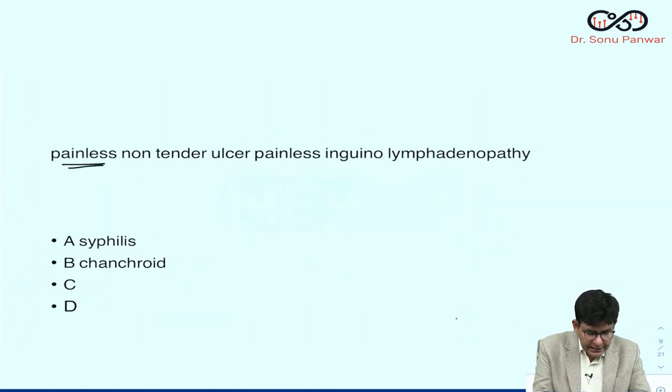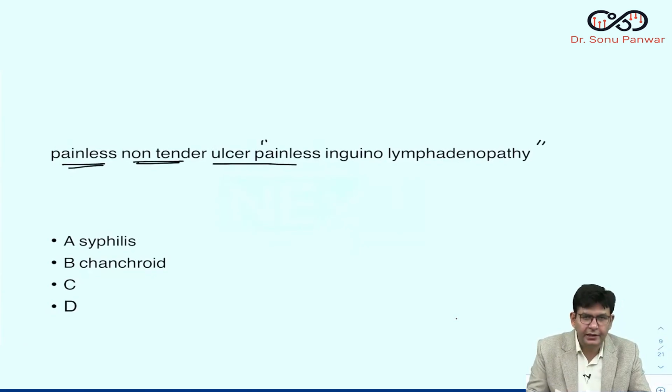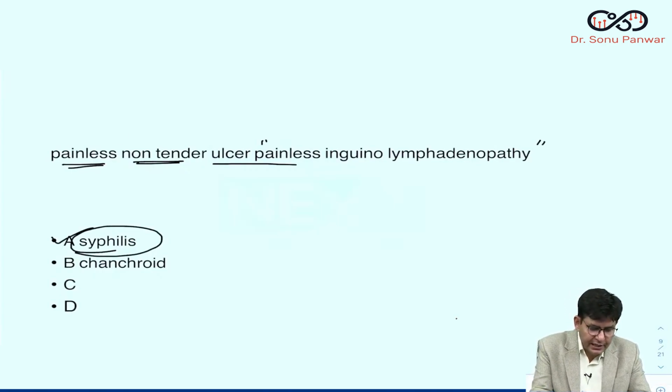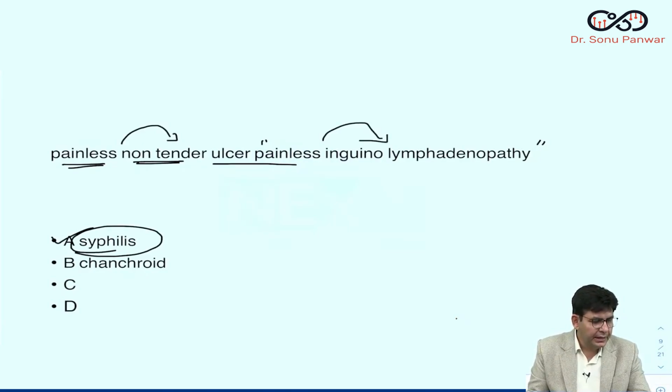Now this was there: a painless, non-tender ulcer, and there was painless inguinal lymphadenopathy. That was also there. And obviously we are talking about what, guys? We are talking about syphilis. Okay, syphilis, because in that the painless ulcer with painless inguinal lymphadenopathy was there. And you can tell whether this was there or not. Fine. So this is there in syphilis. Syphilis is the answer.